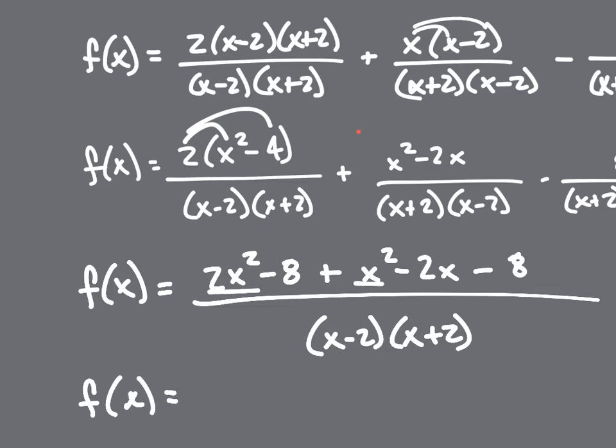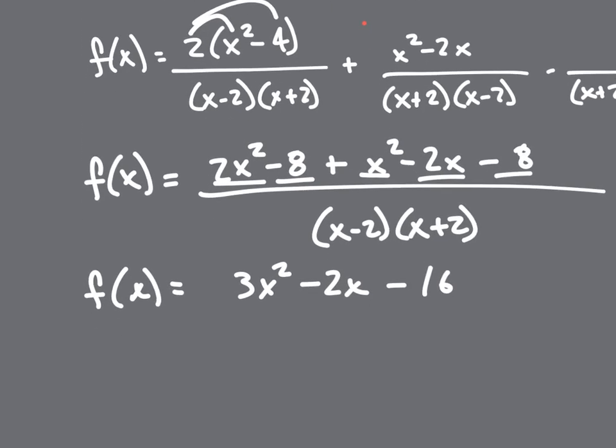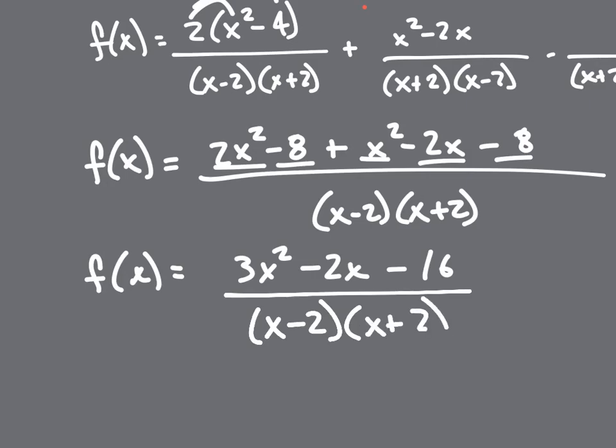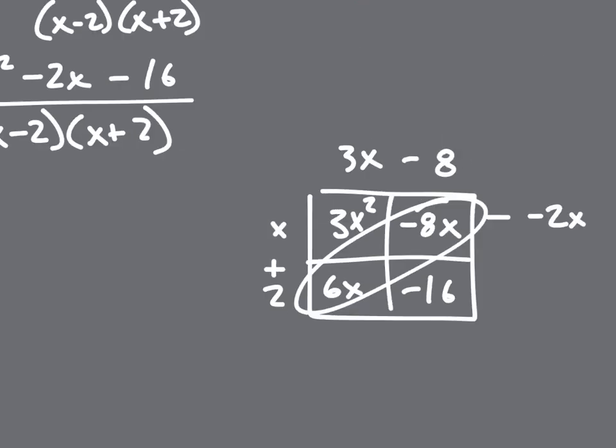I've got 2x squared plus x squared is 3x squared. I've got a minus 2x, and then I've got a minus 16. All right, minus 2x didn't have any like terms, negative 8 minus 8 is negative 16. From there, I've got x minus 2 times x plus 2. Now the question is looking at your numerator here and going, can I factor this? Okay, and let me see if I can. So this does factor up here.